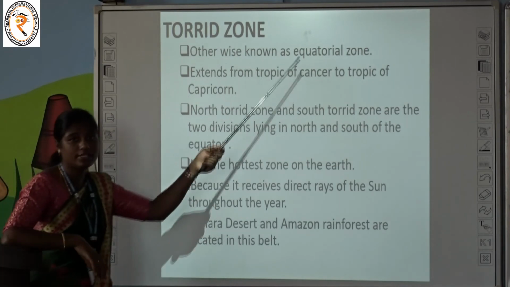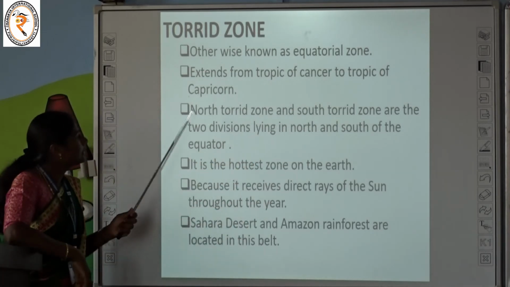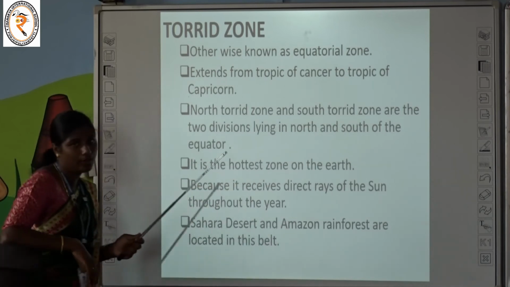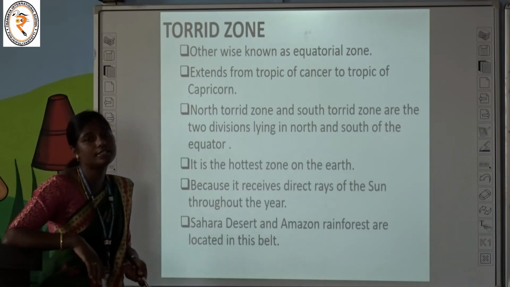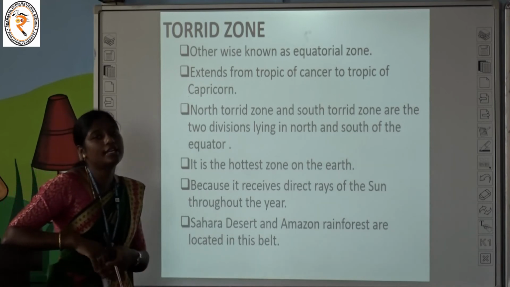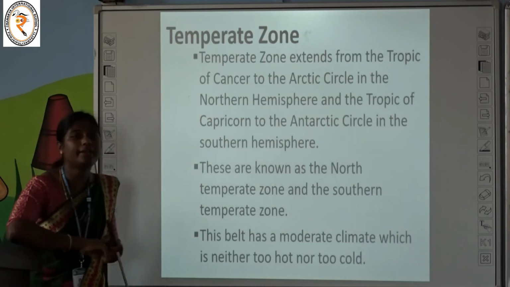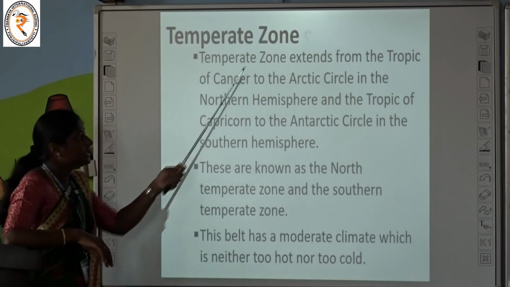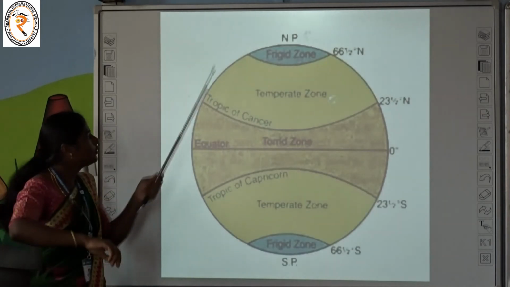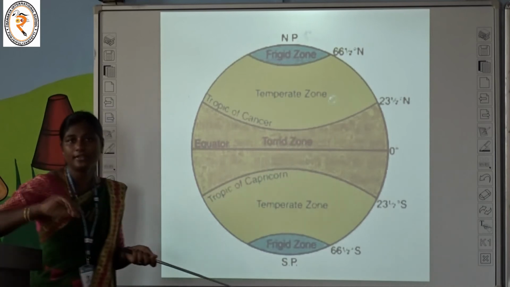So it is otherwise known as equatorial zone, which starts from Tropic of Cancer and ends by Tropic of Capricorn. The North Torrid Zone and South Torrid Zone are the two divisions lying in the north and the south of the equator, and it is the hottest zone because it receives direct sunlight throughout the year. And Amazon rainforest and Sahara Desert are present in this belt. Understood? So let us move on to temperate zone. The temperate zone extends from the Tropic of Cancer to the Arctic Circle. As I told, you can see the Tropic of Cancer and the Arctic Circle. This area comes under the temperate zone.